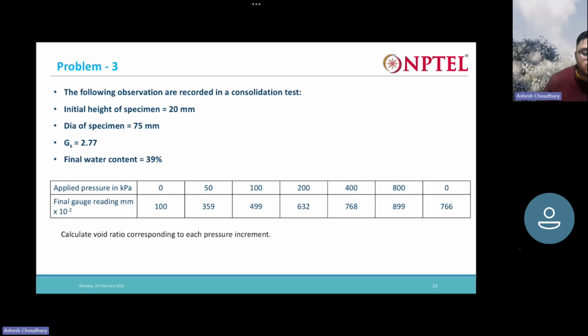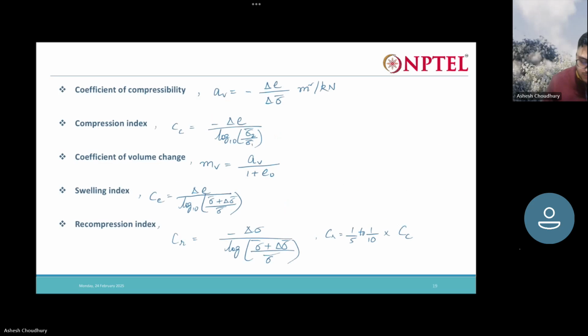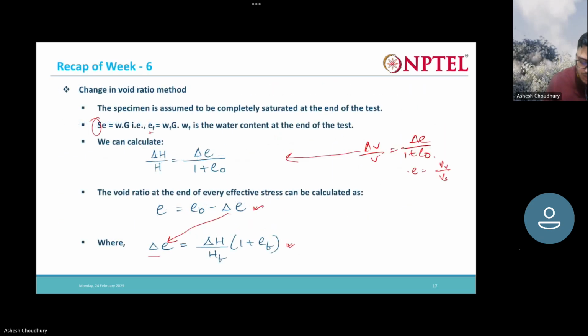Calculate void ratio corresponding to each pressure increment. So the gauge reading at the end of each loading, the reading of the strain gauge, is given along with the corresponding applied pressure. We need to calculate the void ratio corresponding to each pressure. So obviously we want to plot the void ratio versus pressure curve. So we'll be using the final void ratio. We will use this change in void ratio method to calculate the void ratio corresponding to each load level.